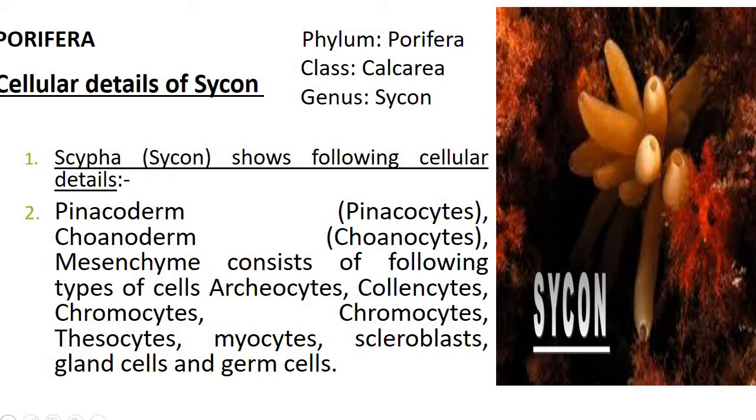In the outer pinacoderm there are pinacocytes. In the inner coenoderm we have the coenocytes. Between these two layers we find the mesenchyme, and the mesenchyme consists of the following types of cells, namely archaeocytes or amoebocytes, collencytes, chromocytes, thesocytes, myocytes, scleroblasts, gland cells and germ cells.